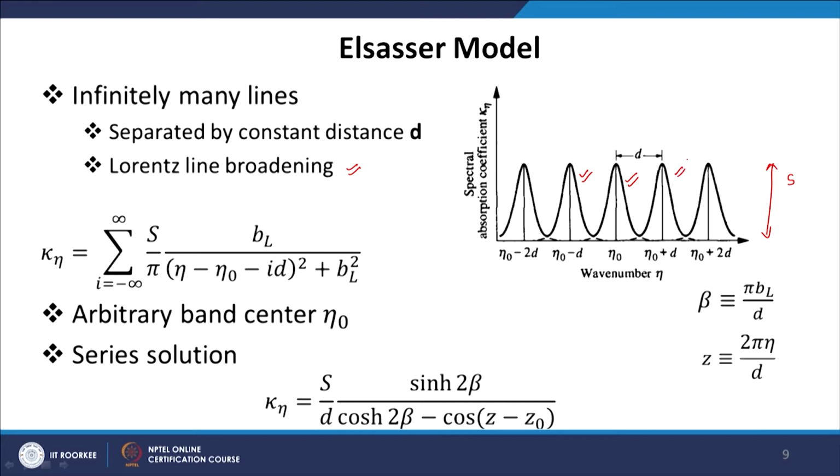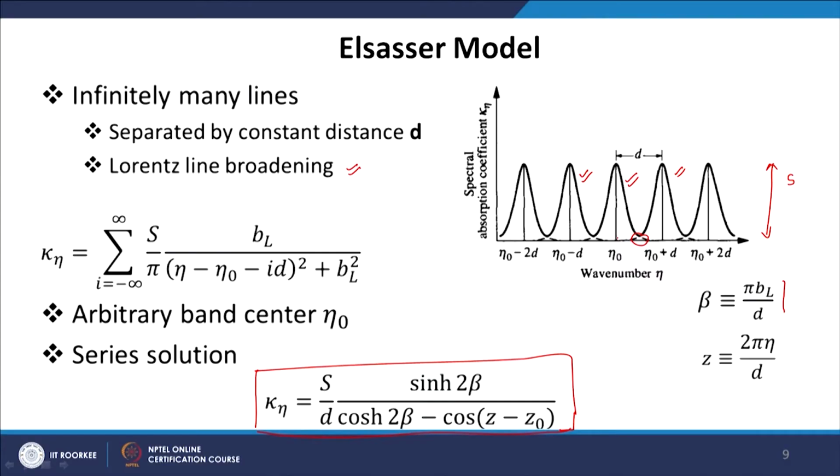So, we have infinitely many lines equally spaced. This makes an infinite series. We can sum this series to calculate our absorption coefficient kappa eta, but to make it easy, this series has been evaluated by a number of researchers, and the series solution is given by this formula: kappa eta is equal to S by d times sinh 2 beta over cosh 2 beta minus cos of 2 pi (eta minus eta naught) by d, where beta is the line overlap parameter, pi b_L by d. So, beta is basically the line overlap parameter, which dictates how much overlap exists between lines.